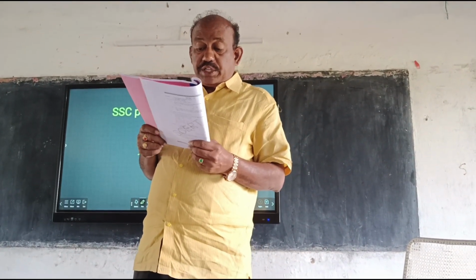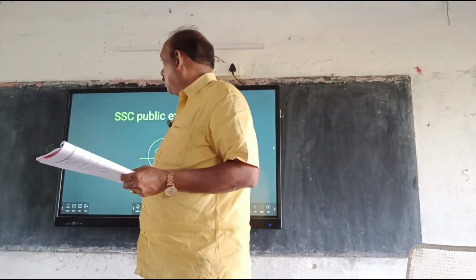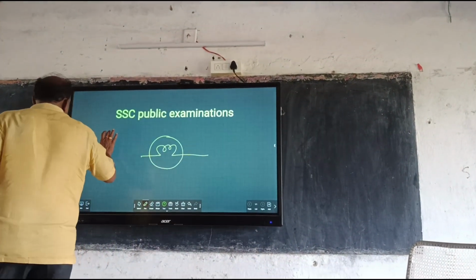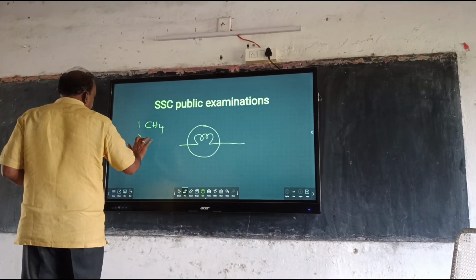General formula of alkanes is CnH2n plus 2. Write the first 2 alkanes. So first 2 alkanes, one is methane. Second one is ethane.